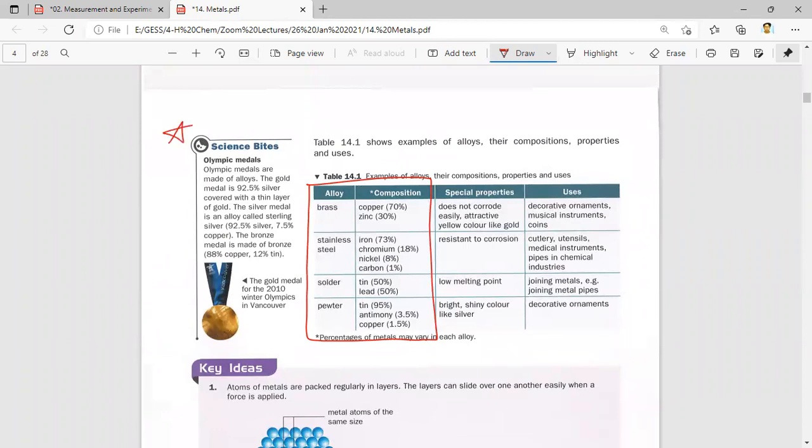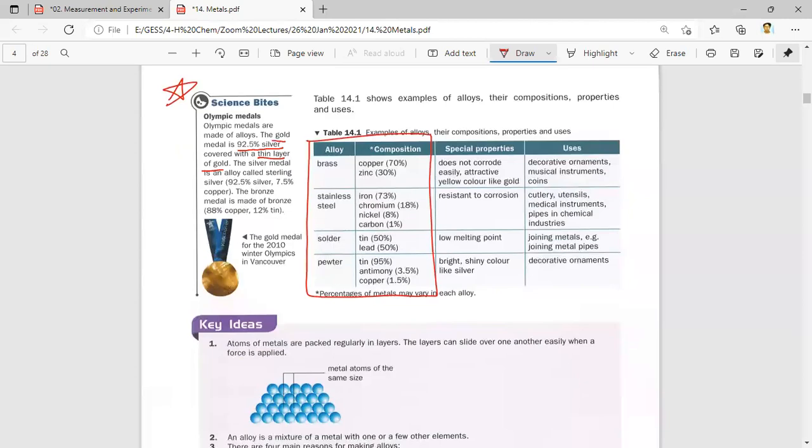So in Science Bites over here, this is an interesting fact. Olympic medals are actually alloys also. The gold medal is actually 92.5% silver, with a thin layer of gold. So although it looks gold, your Olympic medal is actually not gold. It's mainly silver. So, cheat code.